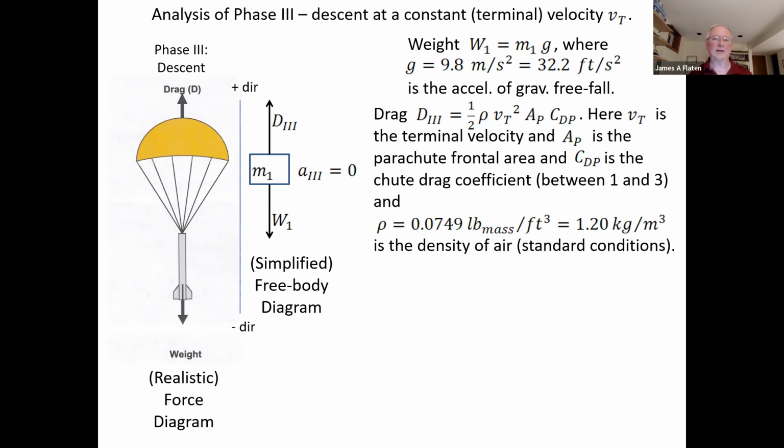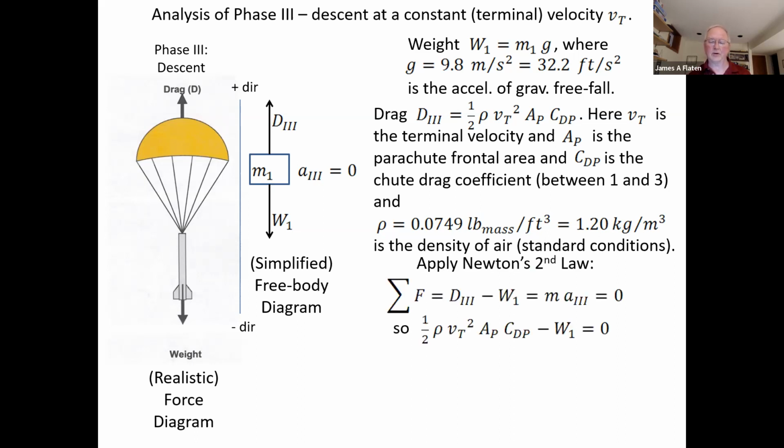So here V sub t would be the terminal velocity, A sub p would be the cross-sectional area of the parachute, and C sub dp would be the effectiveness of the parachute, typically a number between 1 and 3. You can look up that number. It depends on the geometry of the parachute. And the density of the air near the surface of the Earth is given there, 1.2 kilograms per meter cubed, or in US customary units, it's a little bit stranger.